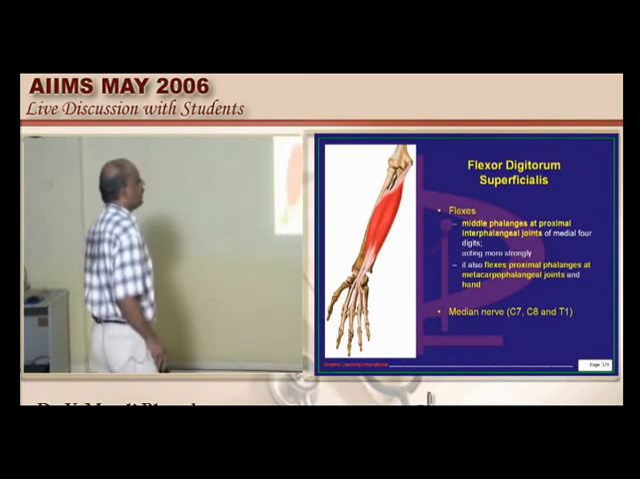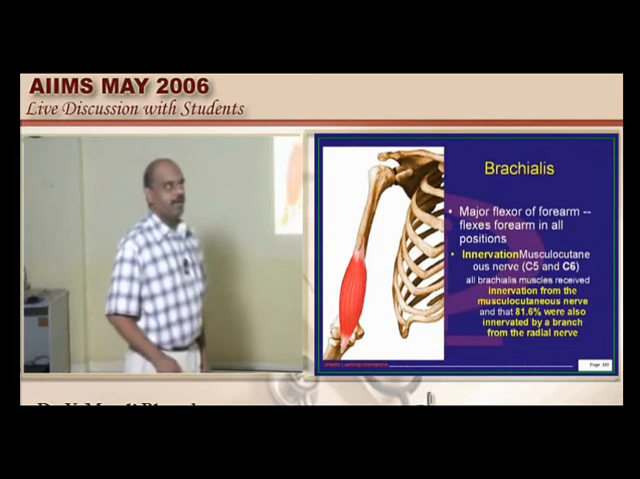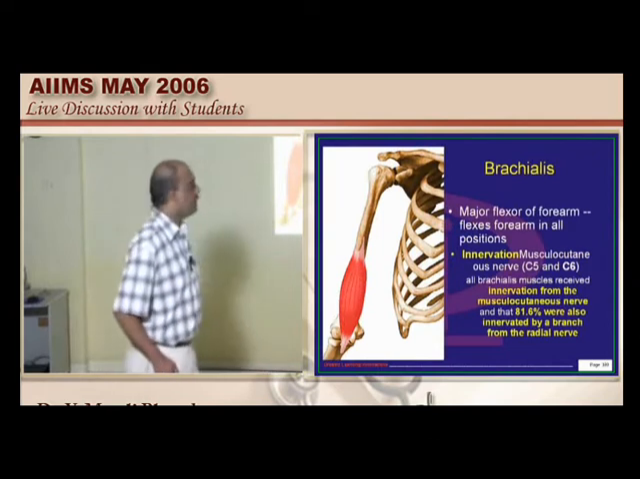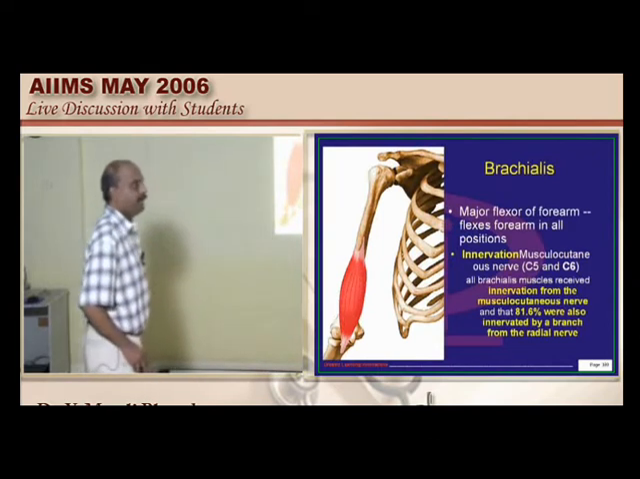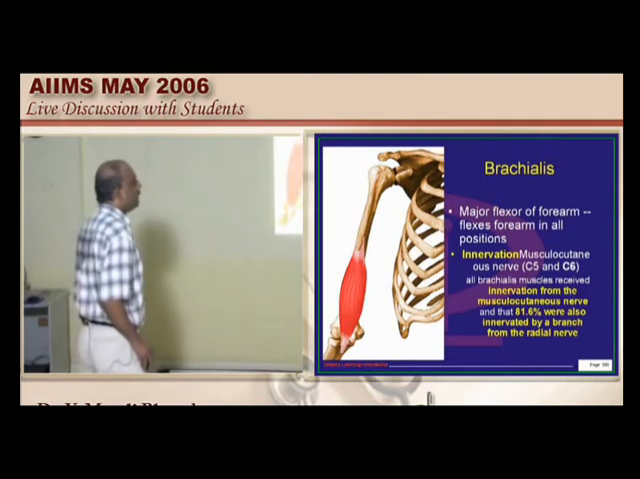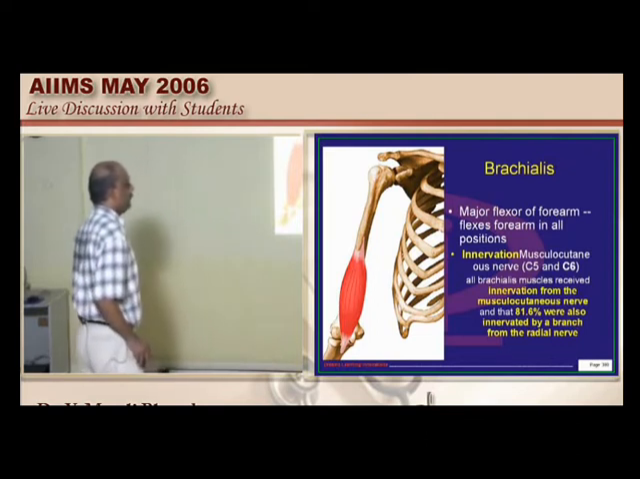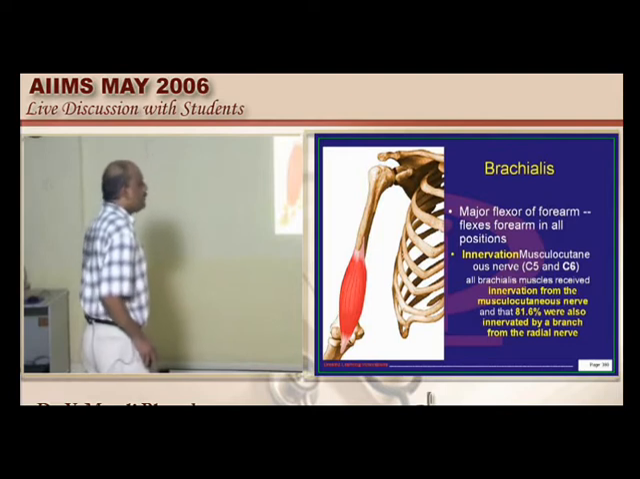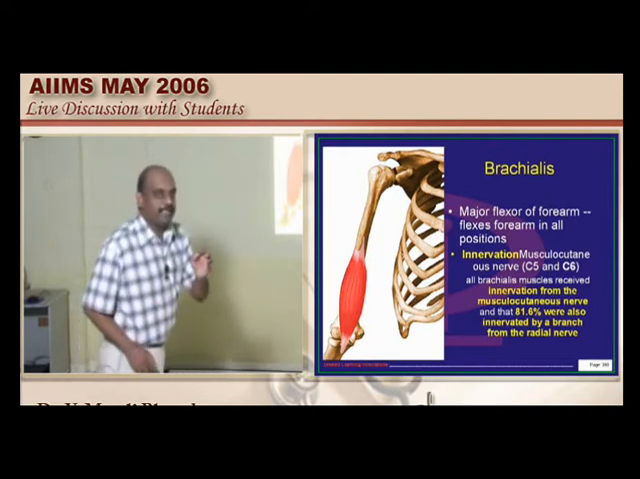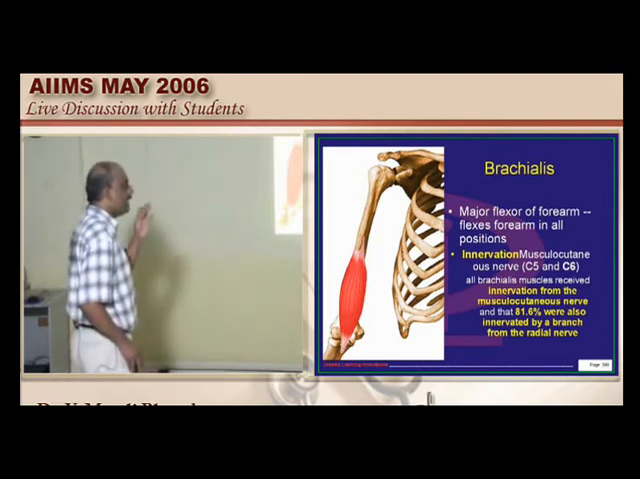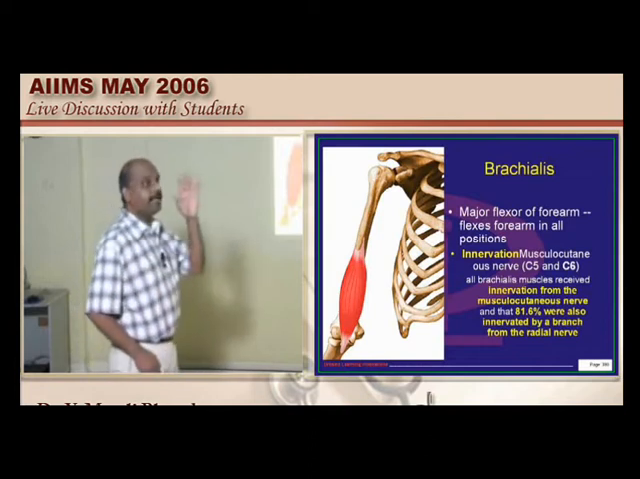Now let us talk about the brachialis. Why is the brachialis important? It is the major flexor of the forearm, and it has innervation from the musculocutaneous nerve. In addition to that, around 81.6% of people will also receive innervation to their brachialis from the radial nerve.